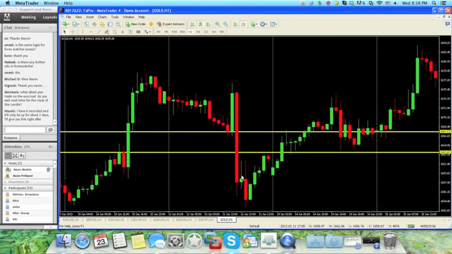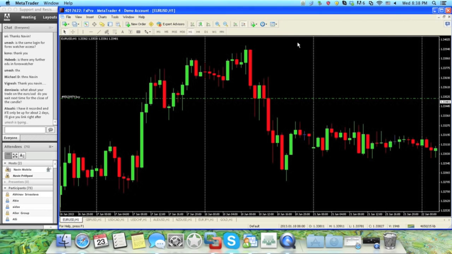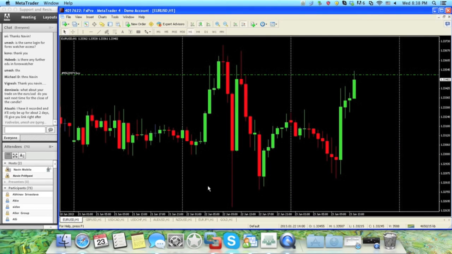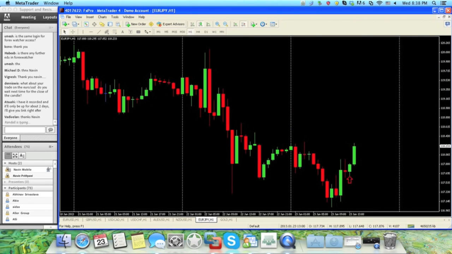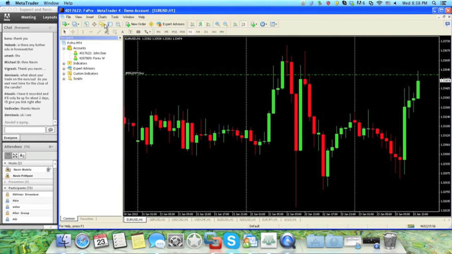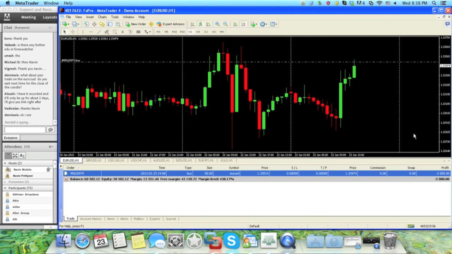Dennis, what about your trade on Euro USD? Oh yeah, sorry, I forgot about the trade on Euro USD. No, it's still running. The reason why it's still running, Euro Yen. This is why. Take a look at this current candle, looking good. So Euro USD is still running for me. Okay, now at 2,000.